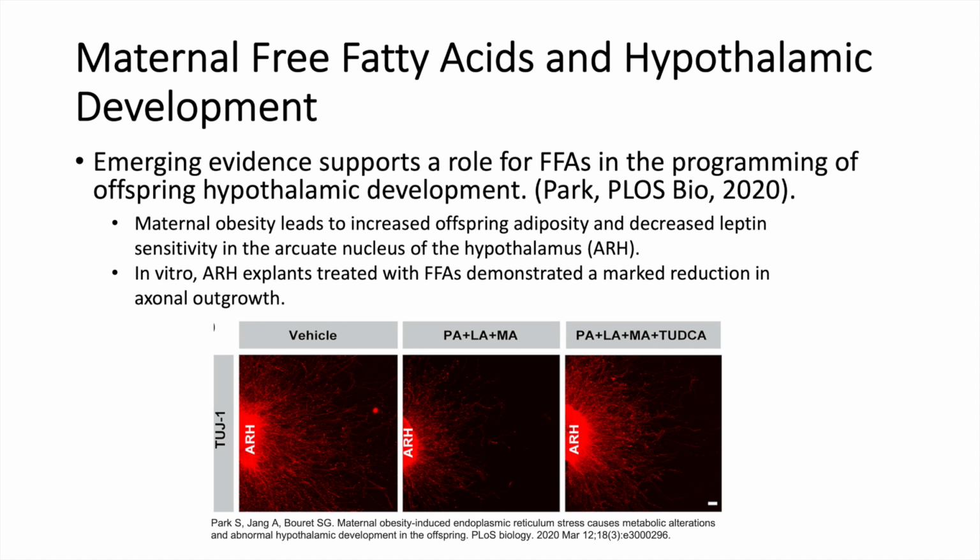A more specific example demonstrating the plasticity of hypothalamic development in the context of free fatty acid concentration is shown in a recent study by Sébastien Boré and colleagues. In this rodent study, they replicated the now common paradigm of maternal high-fat diet during pregnancy, eliciting offspring obesity characteristics including changes in adiposity and metabolism. More importantly, they observed a marked reduction in axonal outgrowth from the arcuate nucleus of the developing hypothalamus when exposed to saturated free fatty acids using in vitro explants.